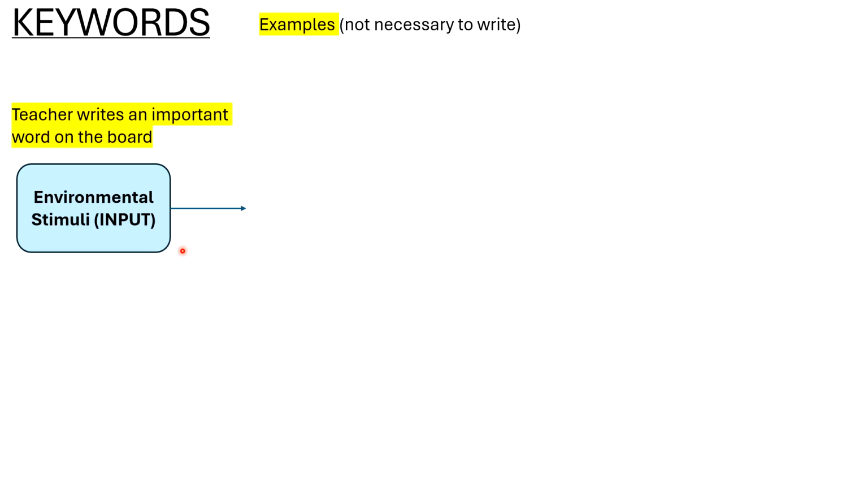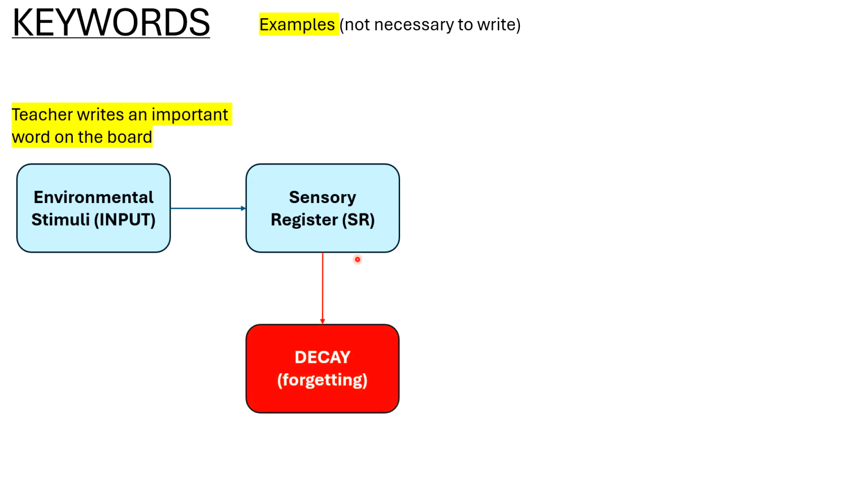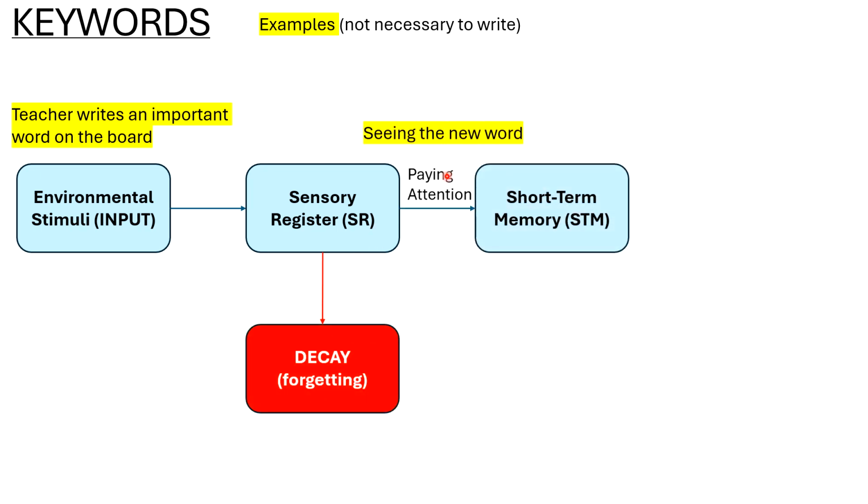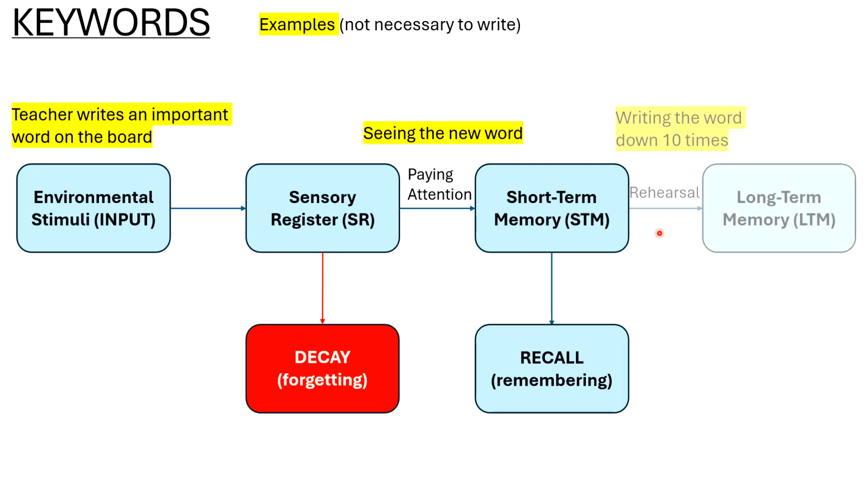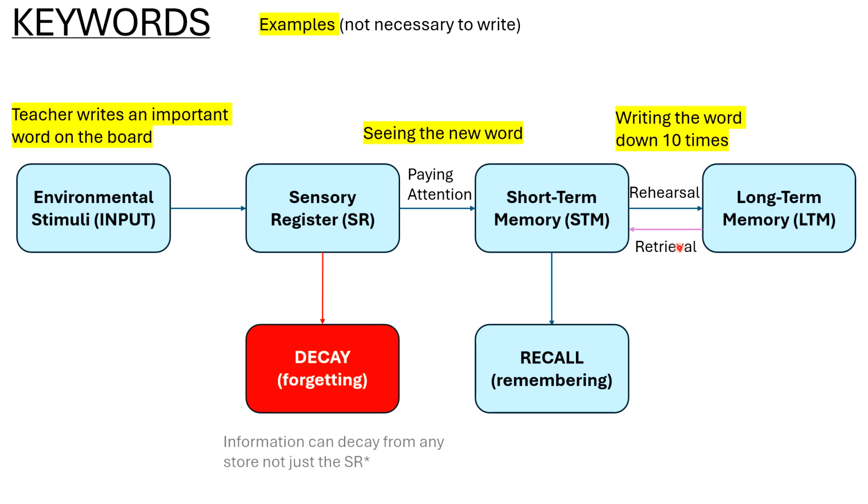The multi-store model states that if there's an environmental stimuli, it will be sensed and registered. However, if you do not pay attention to it, it will be forgotten. If you do pay attention, it will be registered into your short-term memory. And if it is rehearsed, it will enter your long-term memory. Then it can be retrieved and remembered.